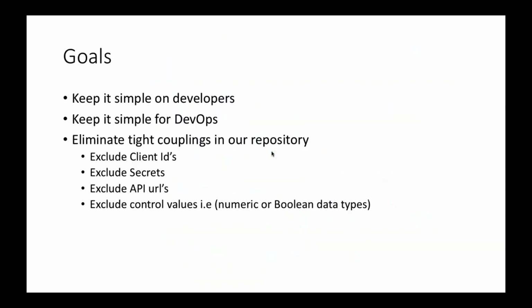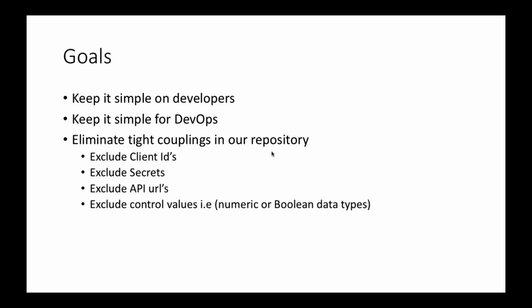Now, I had a few goals for mobile build tools. The first thing was to keep it as simple as I could on developers, to keep my DevOps process as simple as possible, and to eliminate those tight couplings in my repository that I may have. One of those things, of course, is to exclude a client ID or a secret, like my App Center secret, for example, but also to reduce that coupling with a backend URL that I might have, because maybe I want to do a build that goes against my dev API or my stage API versus my production API.